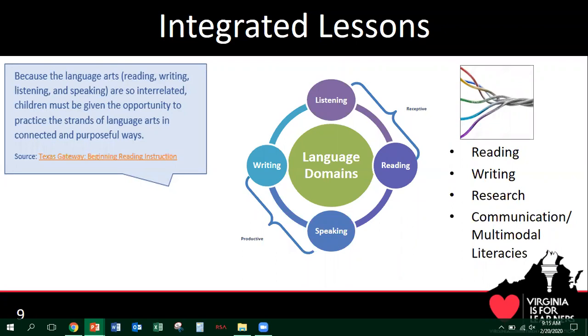And then all the way on the left, just another idea from research is why this is important specifically in language arts, and going back to that idea of communication and opportunities to practice the content within connected and purposeful ways.